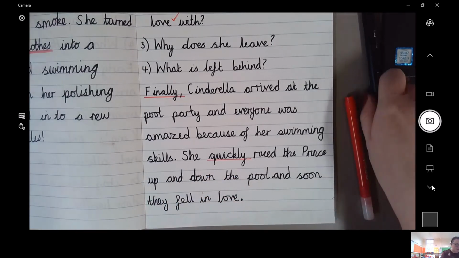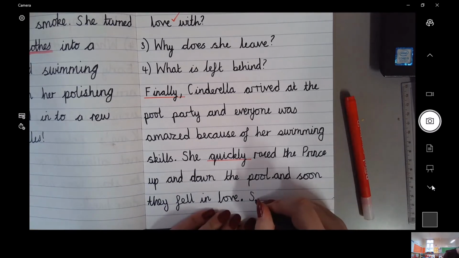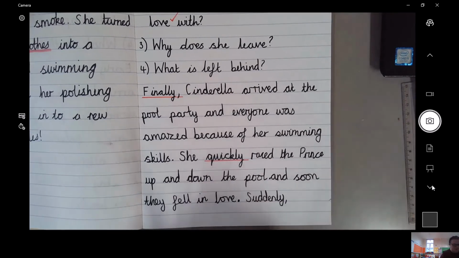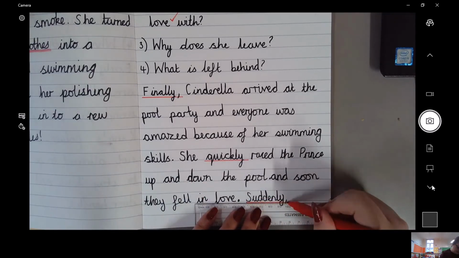Next, why does she leave? So why would she leave the party? Because I need her to leave in a hurry so that she leaves something behind. So, what can I say? Well, I think I want her to get home before her family get back, so they don't realise that she has snuck out. So I'm going to say suddenly, and that's an adverb. Suddenly, it tells me how quickly it happened.